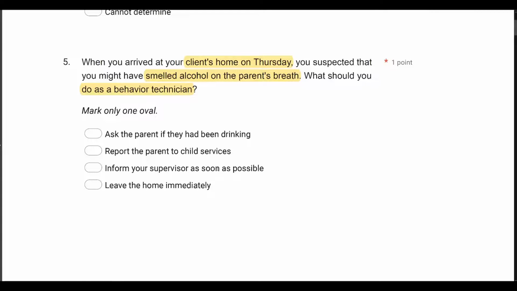And then D, leave the home immediately. Again, all we know is you went to the client's home on Thursday, you smelled alcohol on the parent's breath. There's a million reasons that could have been why you smelled alcohol on the parent's breath, and a lot of those aren't malicious or bad. When answering questions, you have to just use the information given and pick the best answer based on the information given. Based on this information, there's no reason to suspect foul play or harm here. So all we want to do is just inform the supervisor as soon as possible, just so they're aware of this situation.